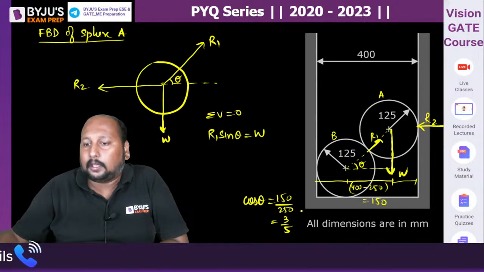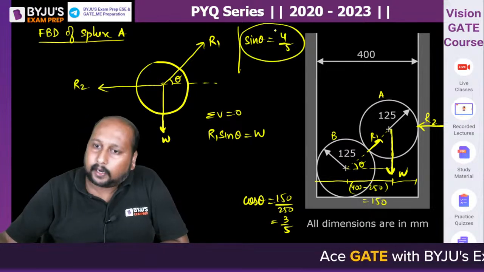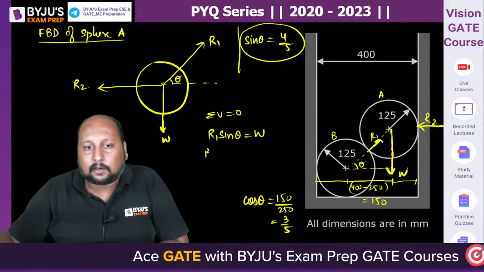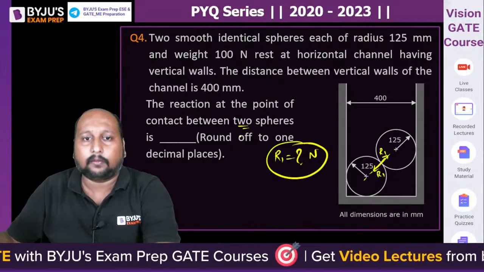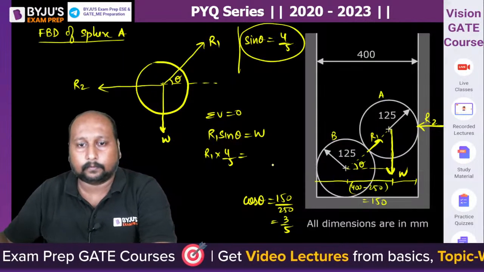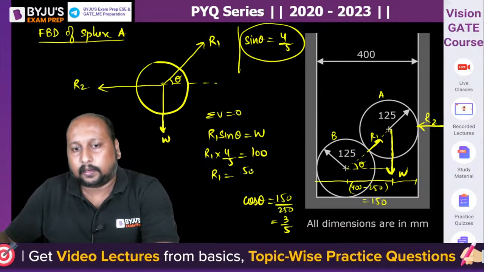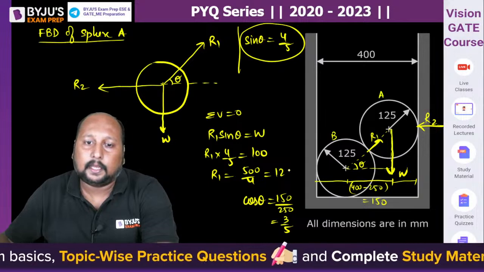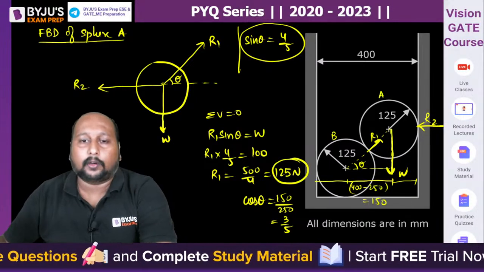If cos theta equal to 3 by 5, I can say sin theta will be equal to 4 by 5, right? 1 minus under root of cos square theta. So we can say R1 times 4 by 5 equals W. What is the weight of the block? Weight is equal to 100 Newton. So R1 is equal to 500 by 4, that is 125 Newton. 125 Newton is the correct answer.